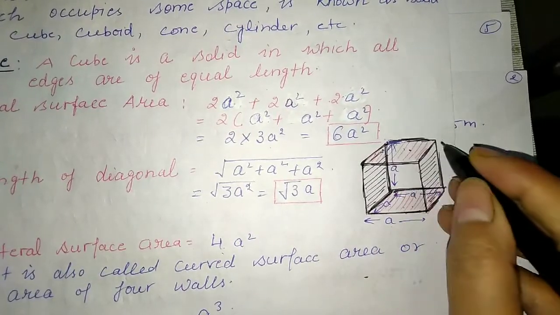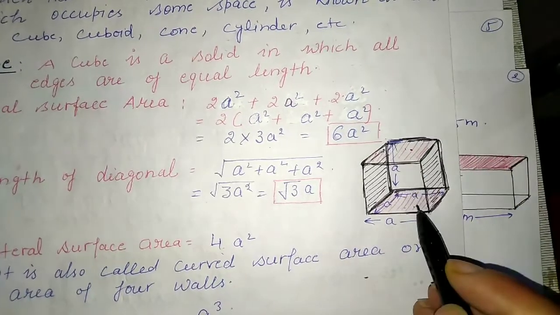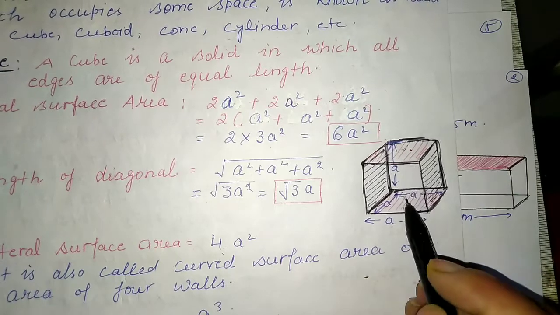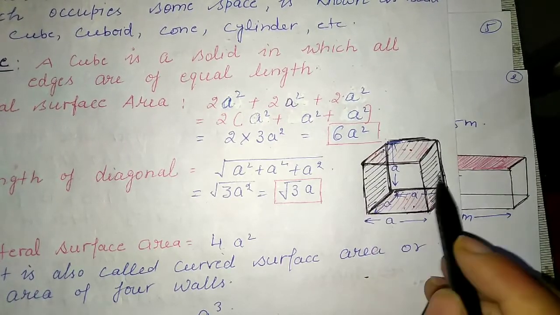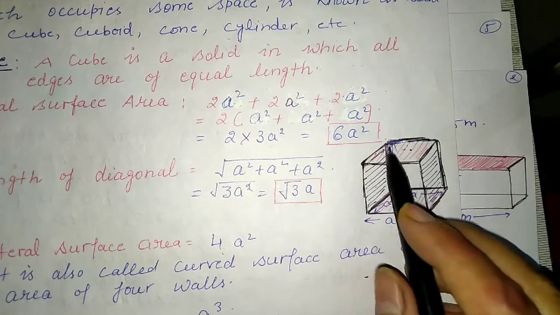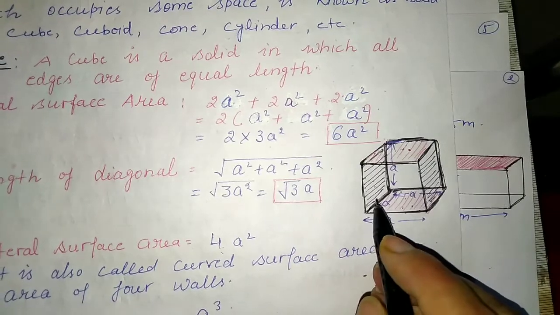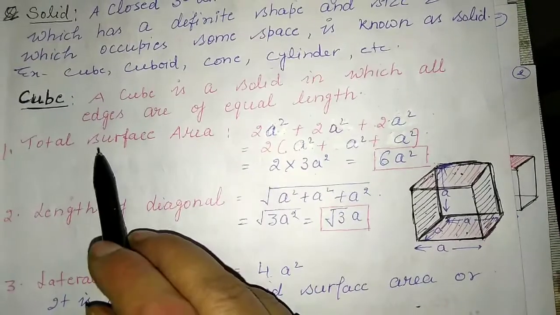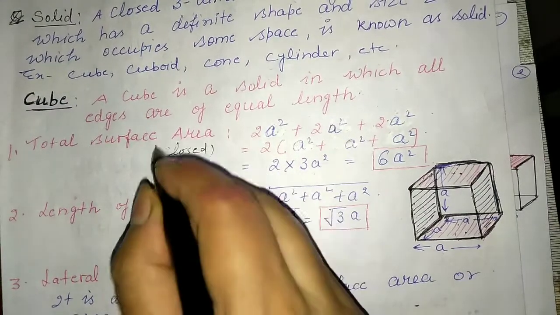So how many surfaces are these? These are 6 surfaces. This is the floor, this is the top, and these are parallel to each other. This is one wall, this is the other wall. Opposite to each other means parallel to each other. This is the back side and this is the front side. So how many surfaces are there? 6 surfaces.